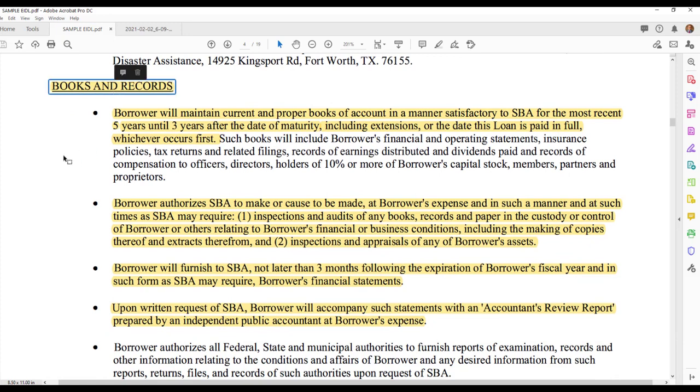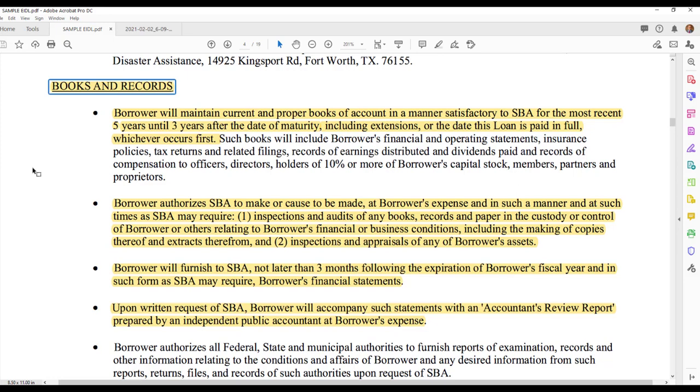Here's another big one that most people don't know about or understand. The SBA can ask to see your financial statements. They say, look, we want to see your books. We want access to them. Because they own your business, remember? It's just like another bank. When you borrow from a bank, they can ask for financial statements to make sure that you're able to pay.